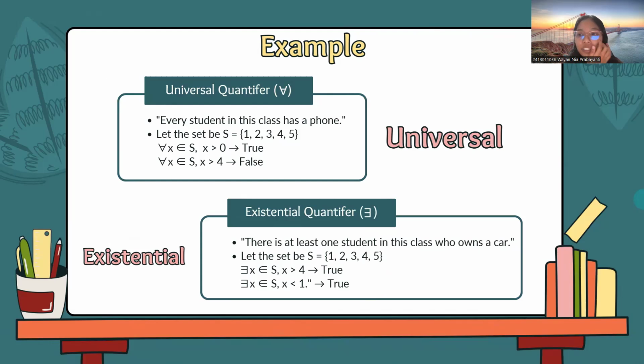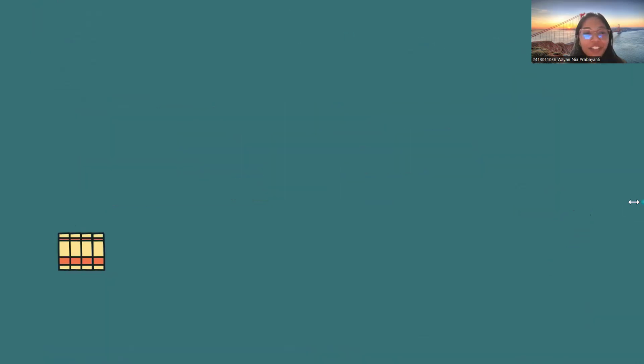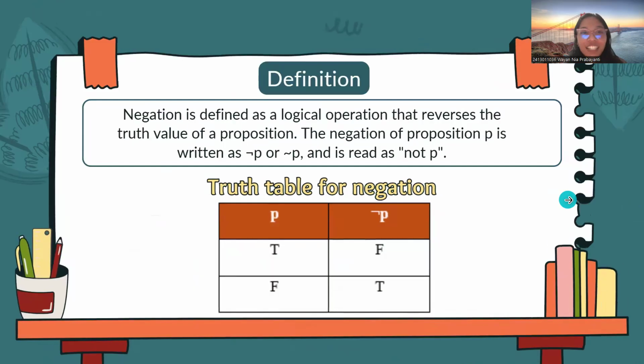So it's the same for the next example. Okay, let's continue to our topic. The next topic is about negation. So what is the negation? Does anyone know the definition of negation? Anna? Okay, that's good. So negation is defined as a logical operation that reverses the truth value of a proposition. The negation of proposition P is written as not P. You can see the symbol on the screen.